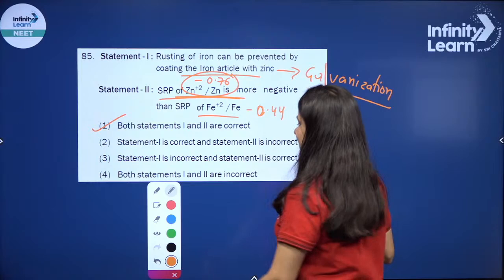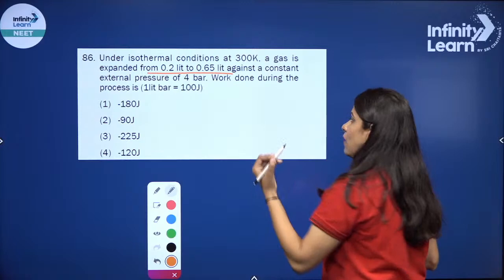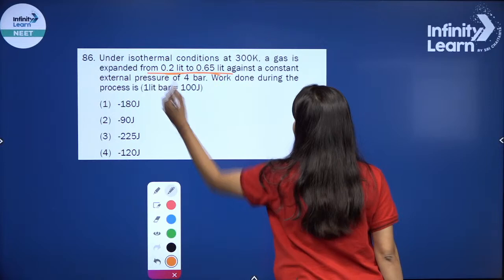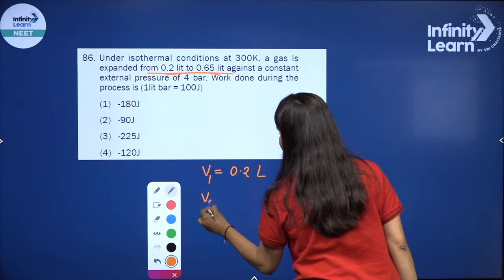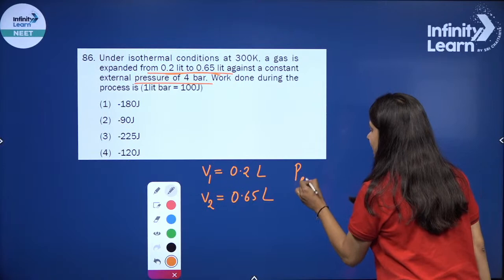Getting it? Next. Under isothermal conditions at 300 Kelvin, a gas is expanded from this to this. Now, what you have to do in numerical, keep this thing in mind, please write. You have pen, paper, everything, please write. What is given? Temperature is given to us and volume is given. V1 is 0.2 liter. V2 is 0.65 liter. Now, against a constant external pressure. P external is 4 bar.